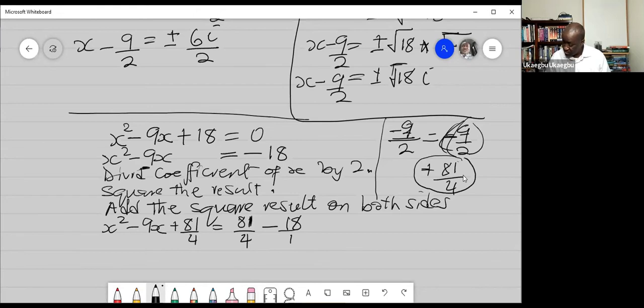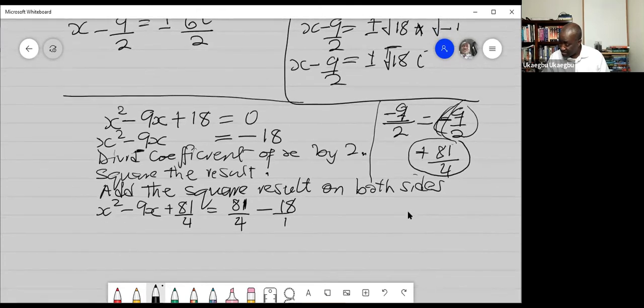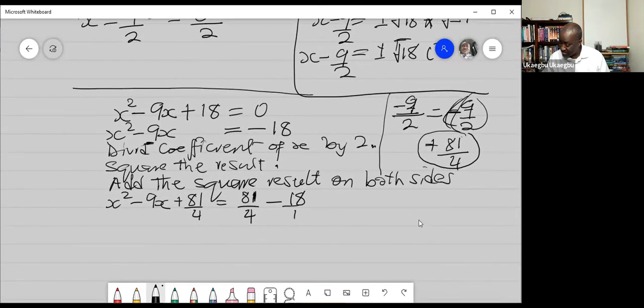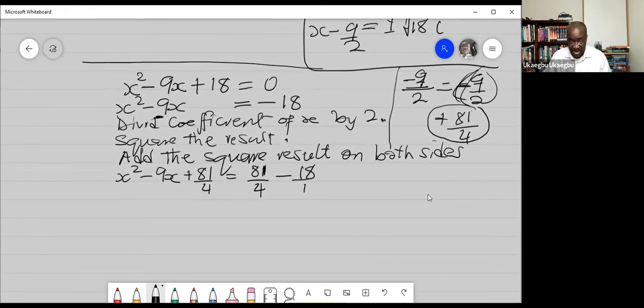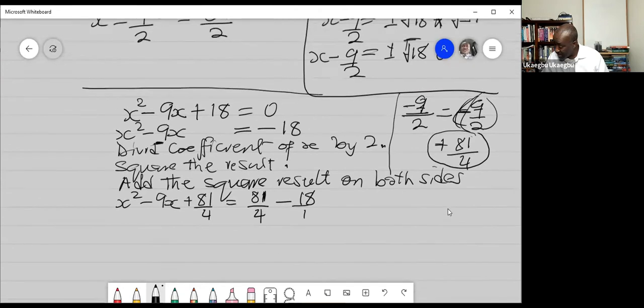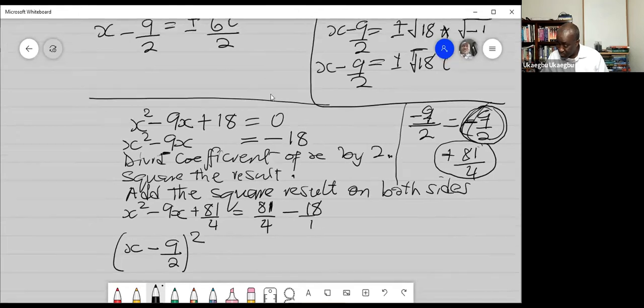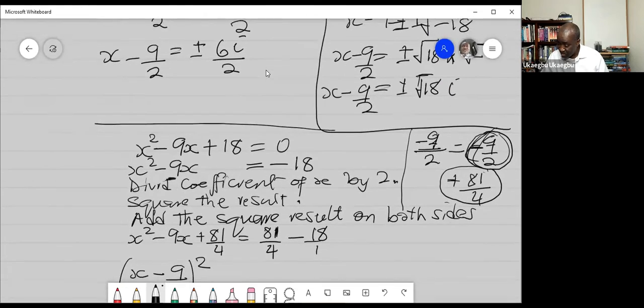All right. So now from this point, I can already see that the 2 is outside the square root. But let me show you now. The left side, the way to factorize it is once you divide by 2, whatever you get is your magic number for factorization. So the left side is going to be x minus 9 over 2 whole squared, which is the same thing you got on your left side.